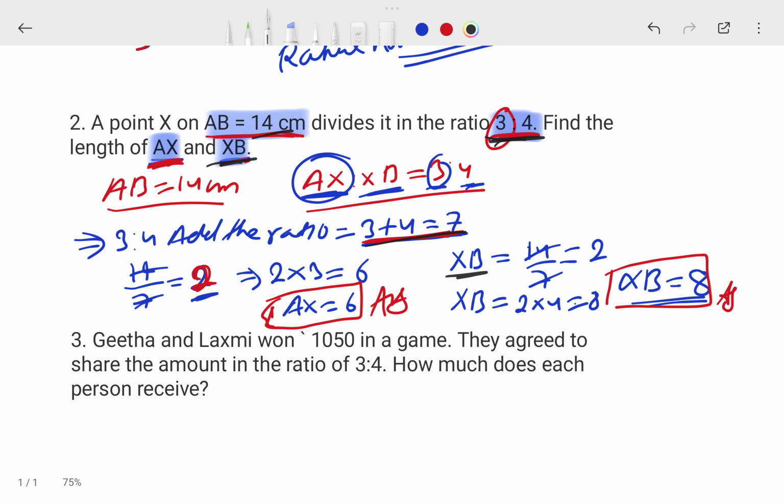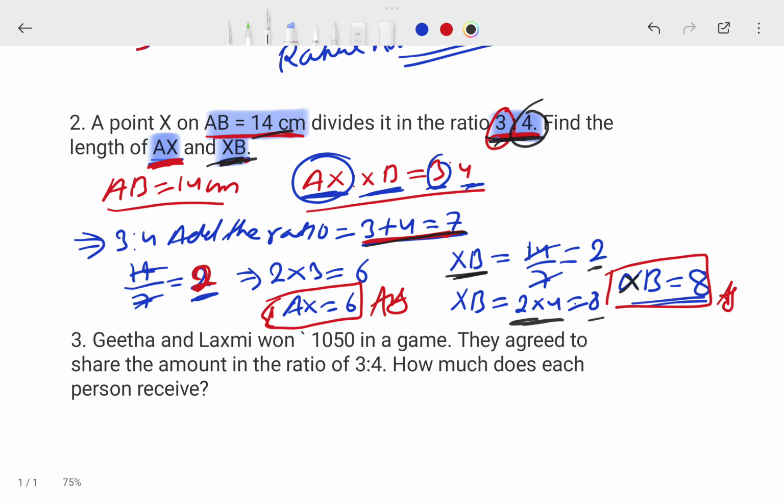After the 2 which we get, we have to multiply with the XB. What is the value of XB? That is 4, so I multiply here. After dividing, we get 2 only, so 2 into 4, we multiply, 8. So the answer of XB is 8. Okay, so I hope this question is also going to be clear to you.